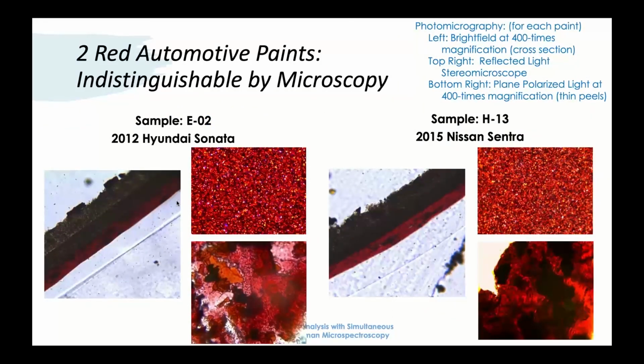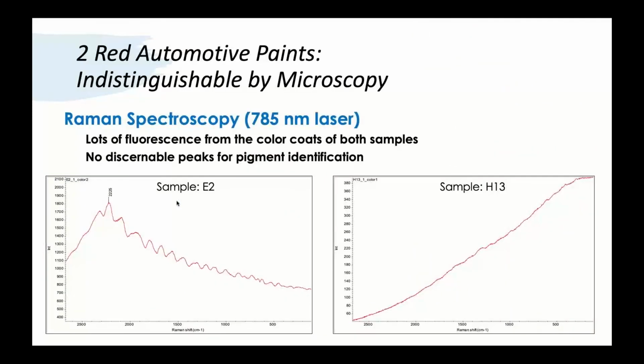One question I had was if optical photothermal infrared is able to distinguish between two paints that traditionally can't be distinguished. Now, this shows two different red automotive paints that were indistinguishable by microscopy alone. We did bright field, reflected light, stereo microscopy, as well as made thin peels and cross sections to compare the different paints. And although you might see some small differences, it wasn't enough distinction to confidently say that they could be excluded from having a common source, even though I knew they did. When we analyzed them with Raman spectroscopy, they fluoresced. The color coats didn't give us any valuable information.